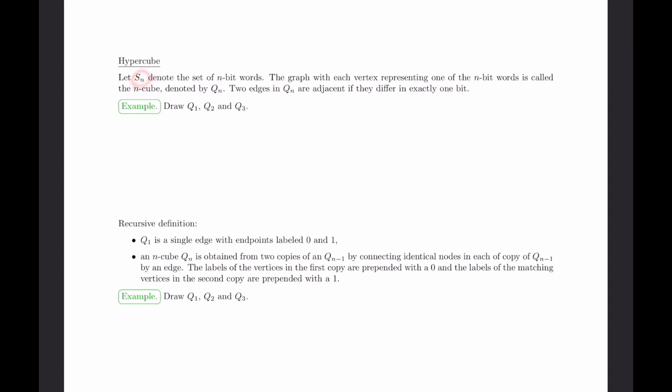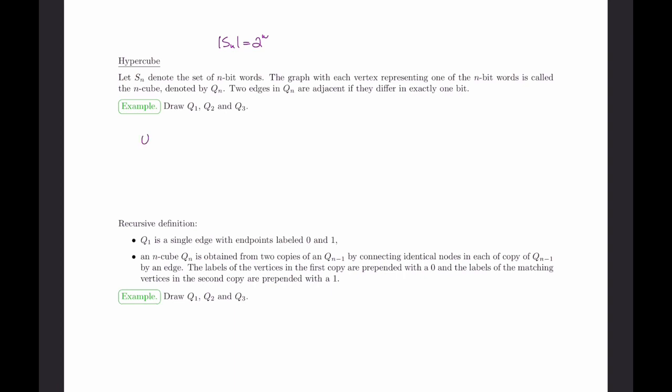I'm going to take a set S_n of n-bit words, so all 2^n bit words. So the size of S_n here is 2^n. And I'm going to draw a graph where every vertex represents one of the n-bit words, and the edges are going to be connecting two vertices that differ in exactly 1 bit. So in the gray code type of fashion, okay? So that graph is what we're going to be calling an n-cube. So let's start with Q1 here.